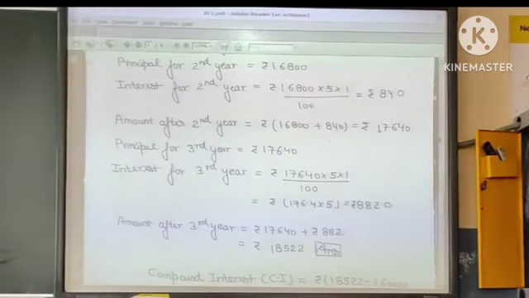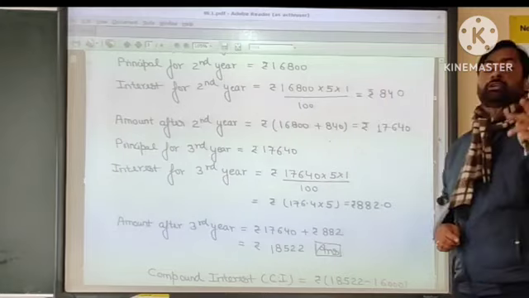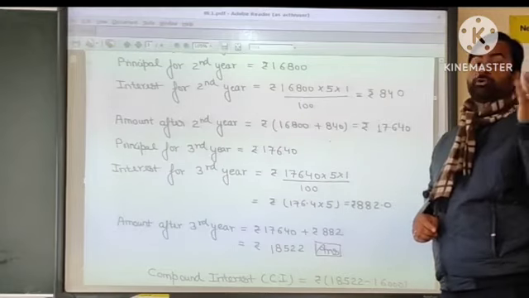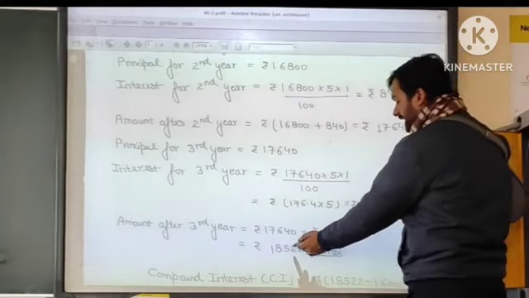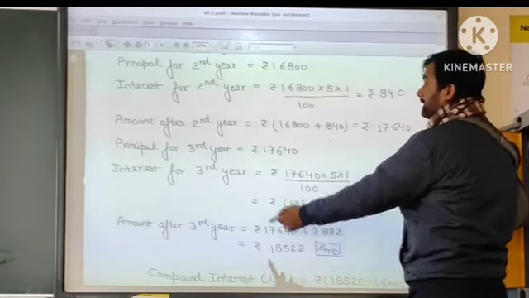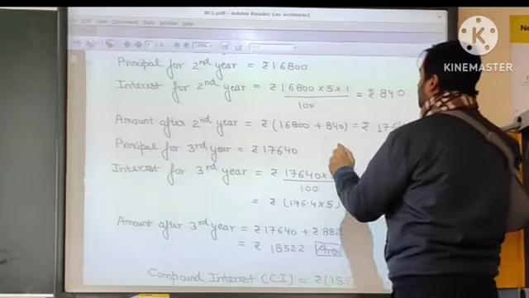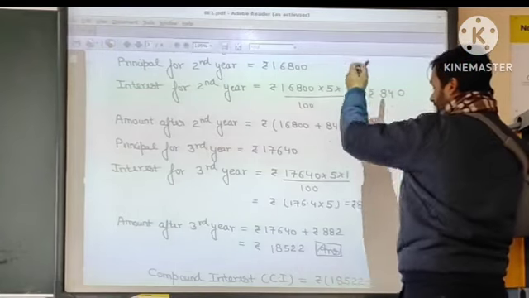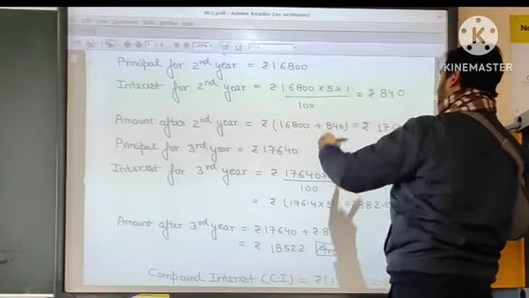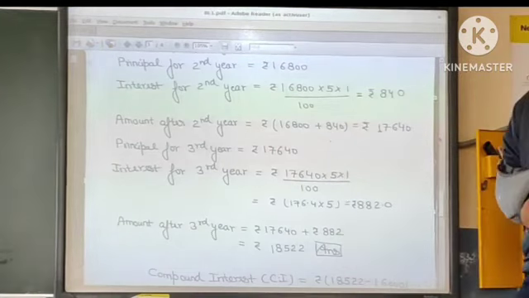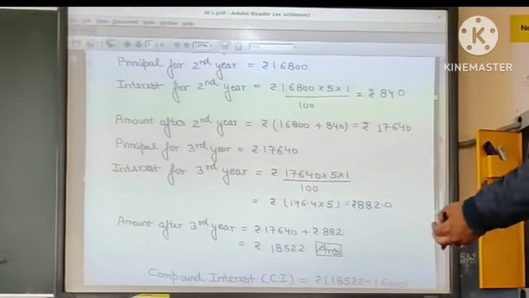Compound interest here can be calculated by two methods. One is amount minus principal, where the amount is 18,522 and the principal is the principal of the first year. Or you can add the interest: 800 from the first year, 840, and 882. All three you add, and you get the compound interest that way also.